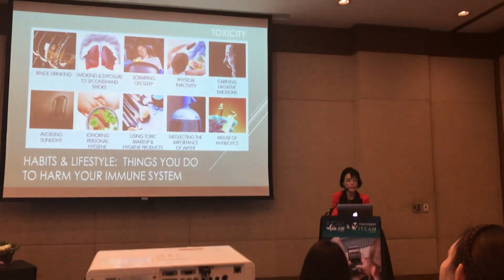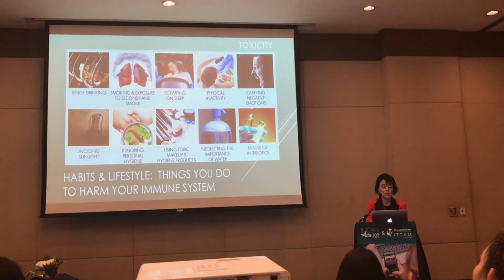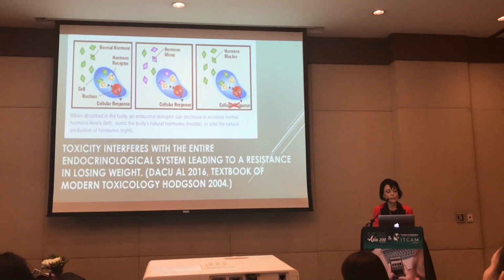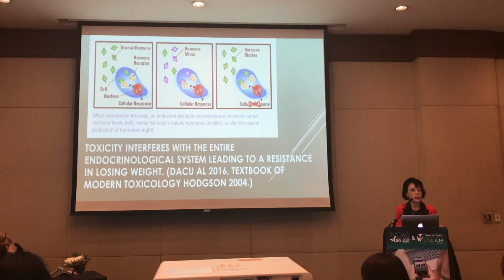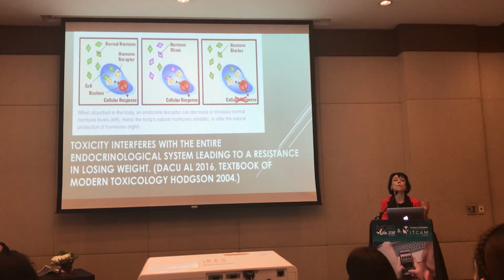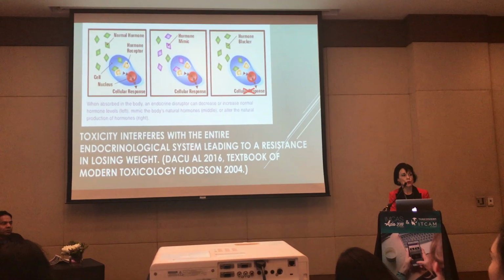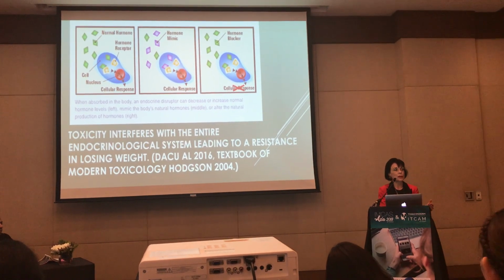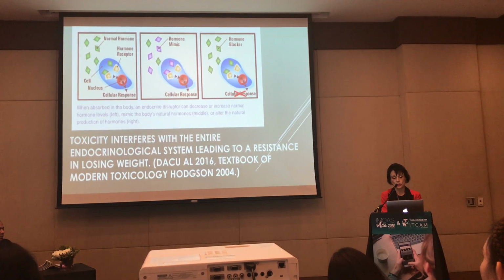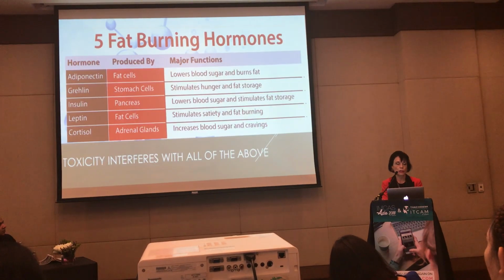Toxicity, of course, your habits and your lifestyle and the things you do will harm your immune system, several of those. And what toxicity does, it basically interferes with hormones and either mimics some hormones to increase them, so you have a hormonal imbalance, or they block the hormones, which is mostly what's happening in the aging, and then, of course, the cellular response is diminished.